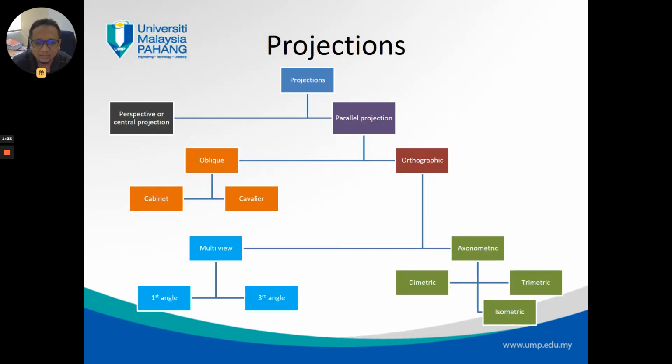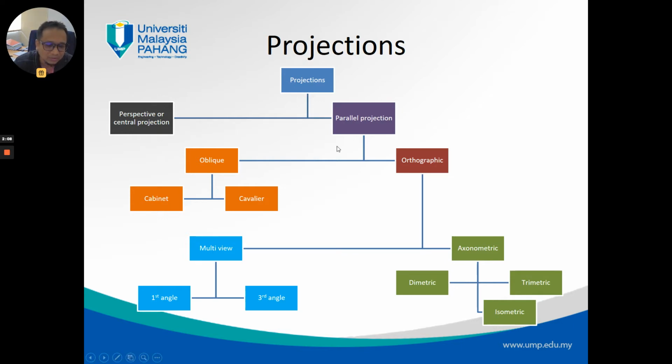So here are the types of projections. If you look at the projections, we have two: one is the parallel projection, the other is the perspective central projection. The focus of this class is more towards the parallel projections. Parallel projection means your projections are in 2D, rather than the perspective projection, which is focused on one point.